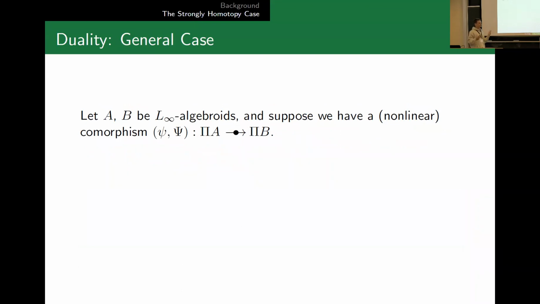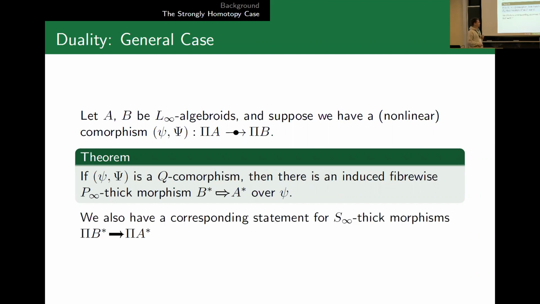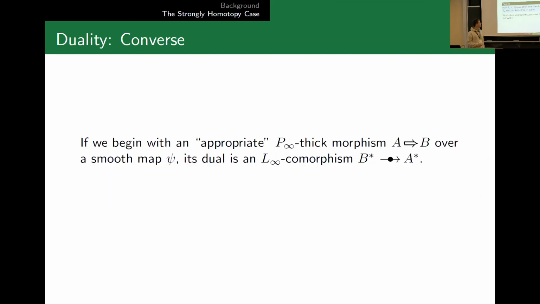And then we wanted to extend this to maps that are over different bases. So if we have two L-infinity algebroids and we have a comorphism, specifically nonlinear, then you can continue this correspondence. If we have a Q comorphism of L-infinity algebroids, then there is an induced fiberwise P-infinity thick morphism that lives over our base map. And again, we could have done a similar thing for S-infinity instead of P-infinity. And we can reverse this process, like I said, in the cases where the dual of your thick morphism will actually be an ordinary map. Otherwise, you would need a notion of what a thick L-infinity comorphism would be, which is not something that we've investigated yet, at least.